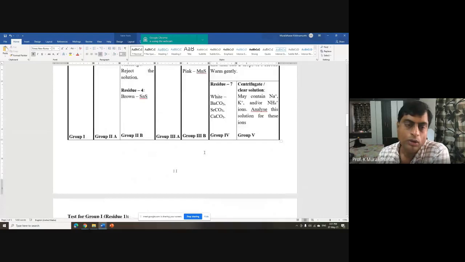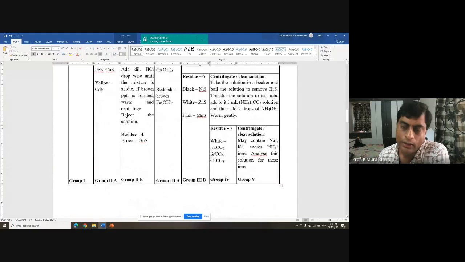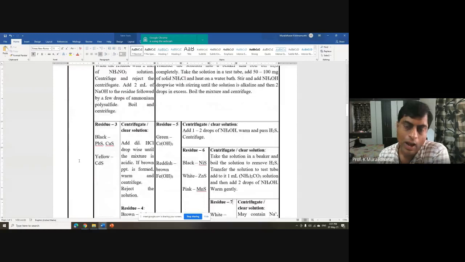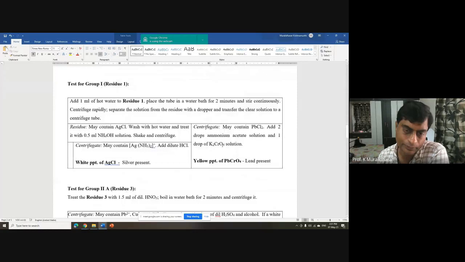So now I have two precipitates, residue 1 and residue 7. Residue 1 means it may be lead and silver, and residue 7 may be barium, strontium or calcium, all present here. So you have a procedure for how to do residue 1. Today we will be getting a precipitate. To that precipitate, add water and wash, centrifuge rapidly for 2 minutes. Separate the solution from the residue with a dropper and transfer the clear solution to a centrifuge tube. To this residue you add water and place the tube in your water bath for 2 minutes, so basically you are adding water and heating it, right?